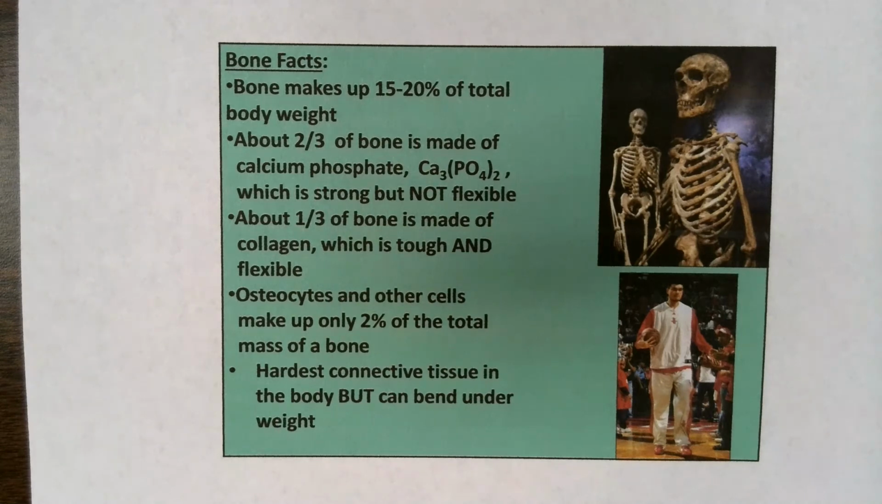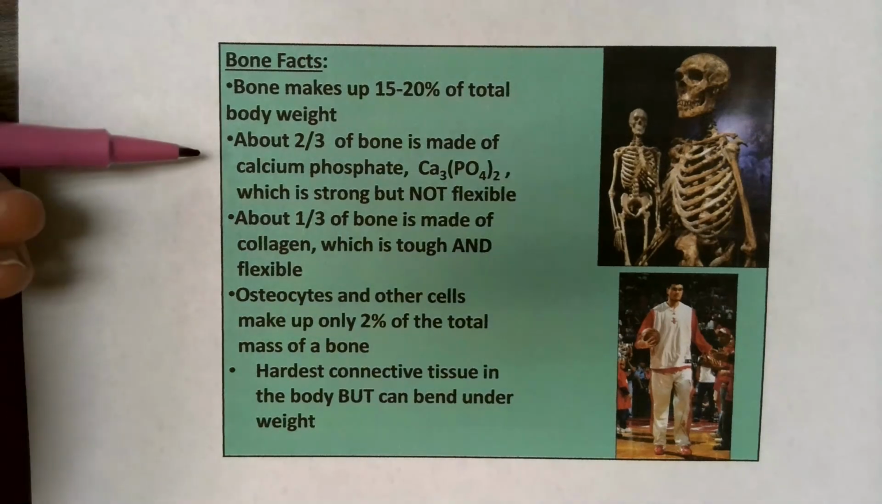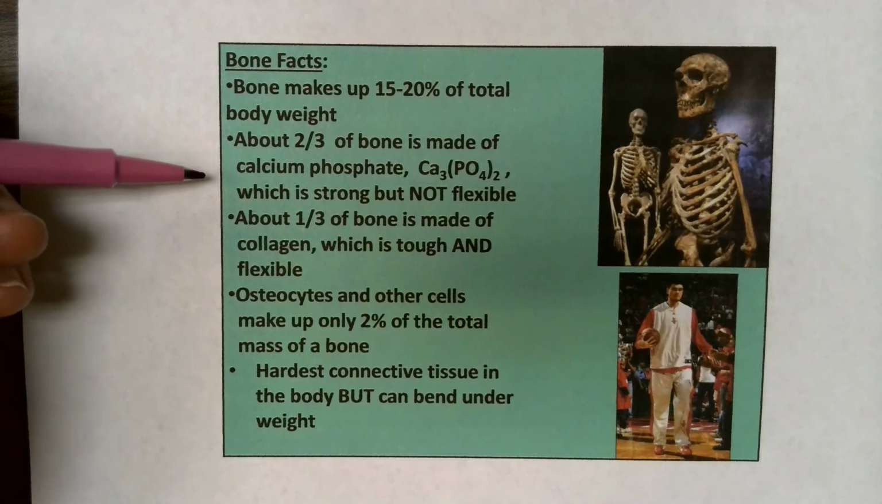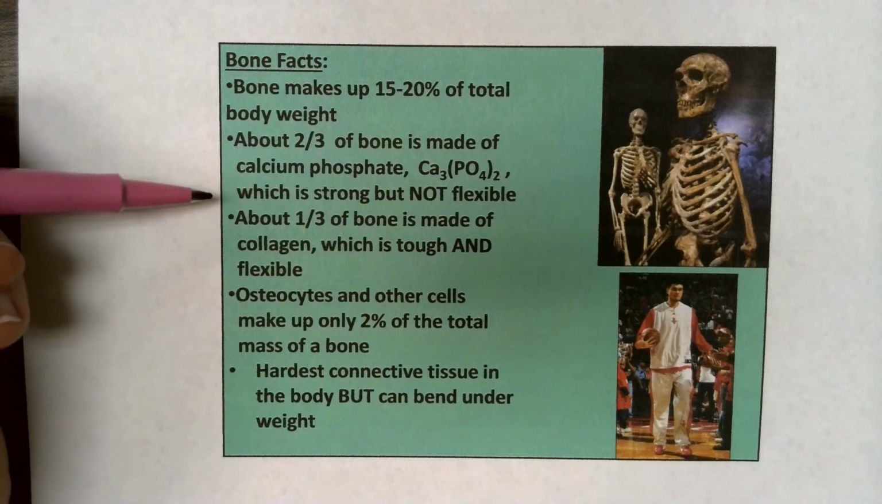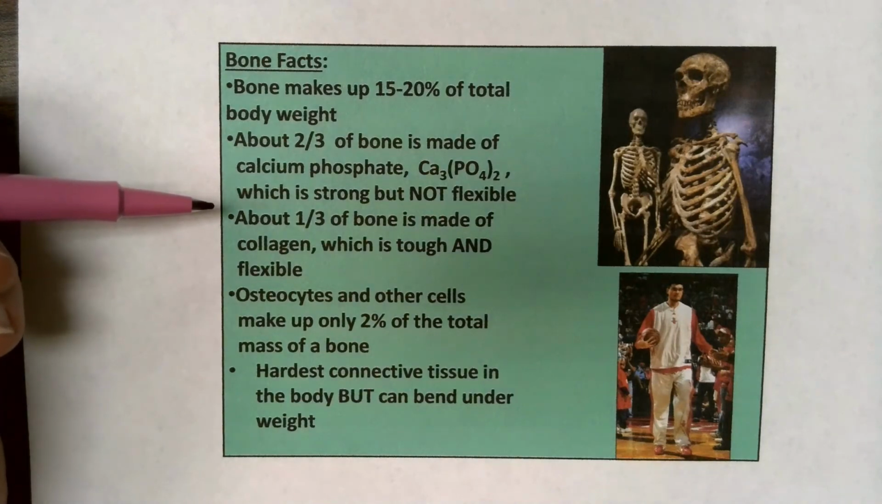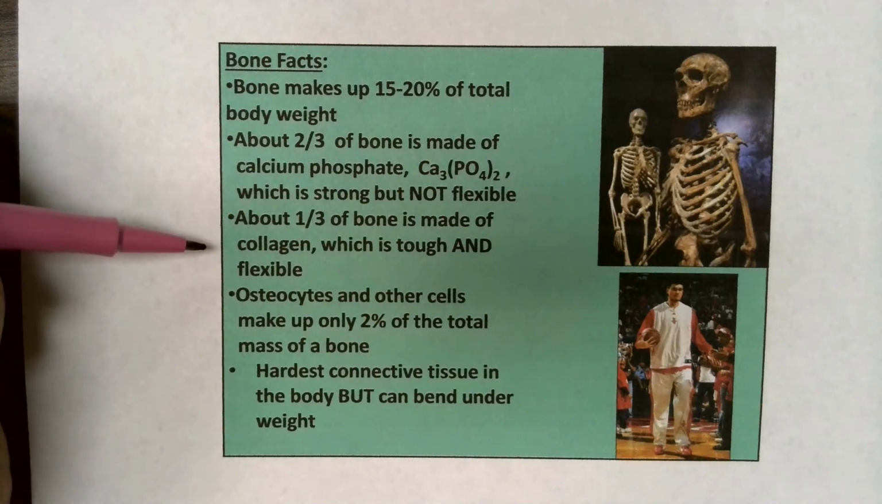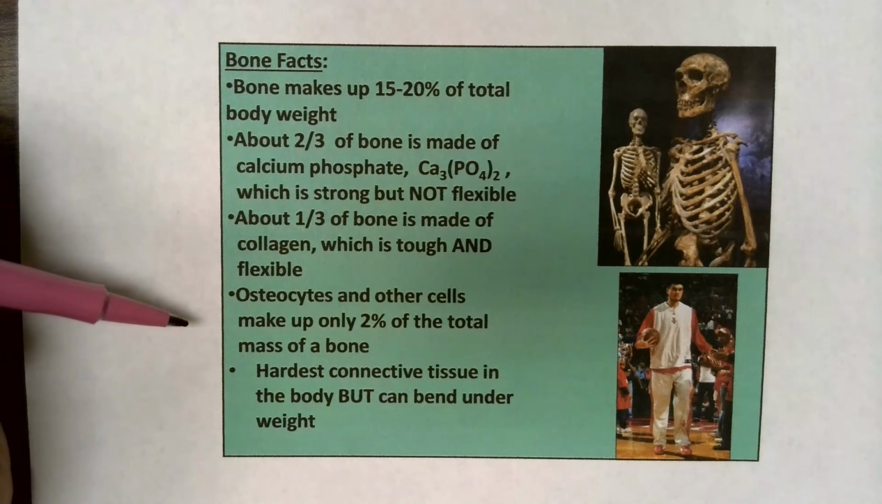The first fact that's up there, so bone makes up about 15 to 20% of our total body weight. Remember, skin was about 7%. Okay, about 2/3 of our bone is made of calcium phosphate. That's the chemical formula for that. Calcium phosphate's strong, but it's not flexible. And then about 1/3 of our bone is made of collagen, which, as we've already talked about, is tough and flexible. Okay, and then the osteocytes and the other cells that make up bone, they're only about 2% of the total mass of a bone.